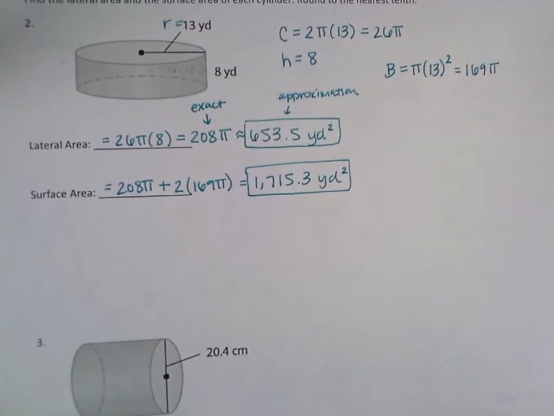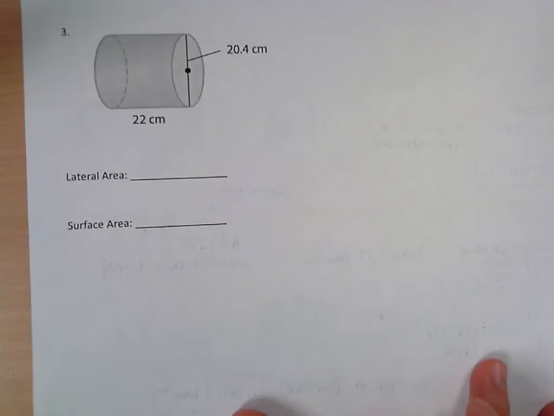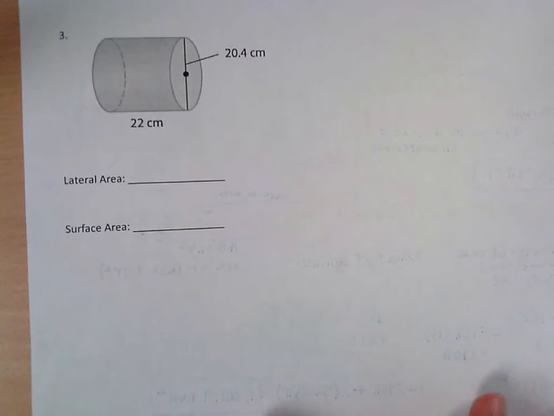Okay, so any questions? If you felt okay with yesterday, it's the same formula, you just have circles. So for perimeter, you're using circumference, and then you have the area formula for a circle. So I'd like you to go ahead and answer number 3. Find the lateral and surface area for that cylinder.